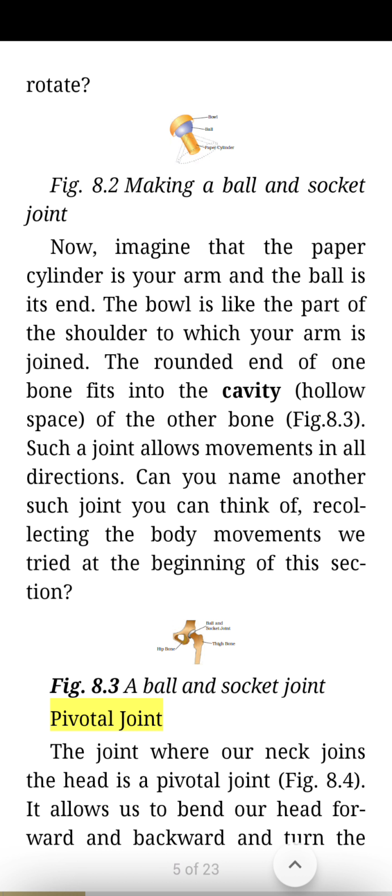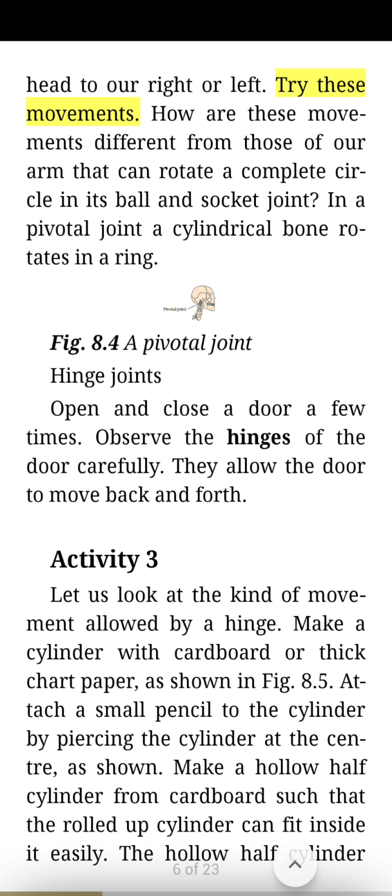Pivotal joint. The joint where our neck joins the head is a pivotal joint. Fig. 8.4. It allows us to bend our head forward and backward and turn the head to our right or left. Try these movements. How are these movements different from those of our arm that can rotate a complete circle in its ball and socket joint? In a pivotal joint, a cylindrical bone rotates in a ring. Fig. 8.4. A pivotal joint.